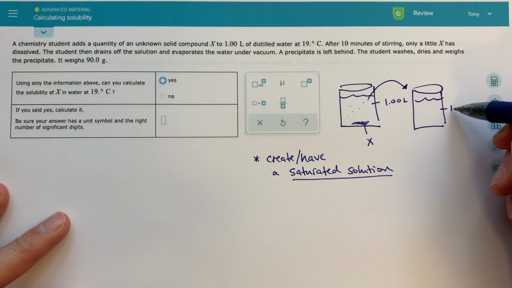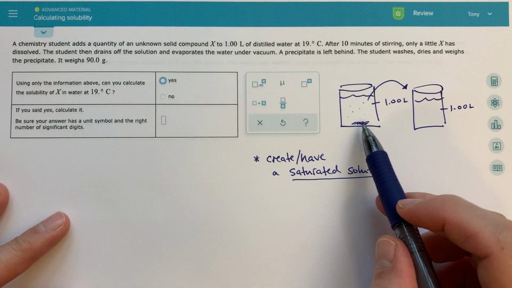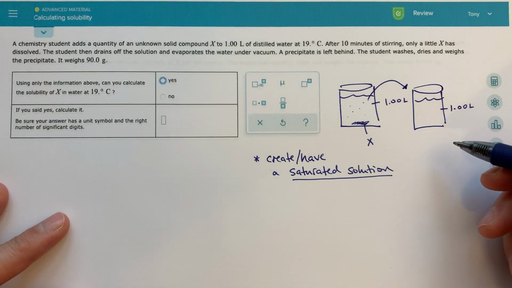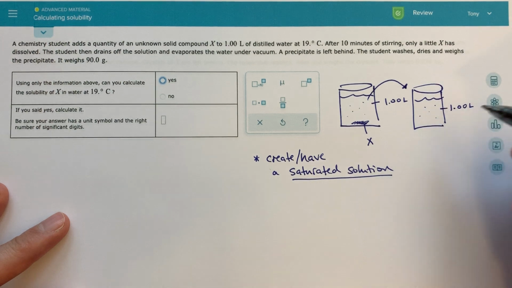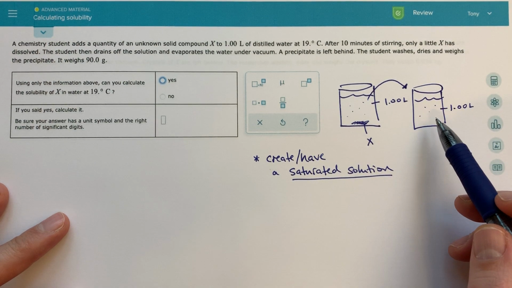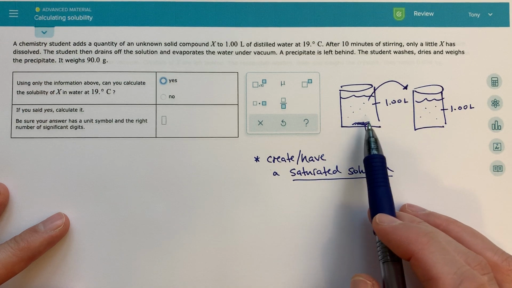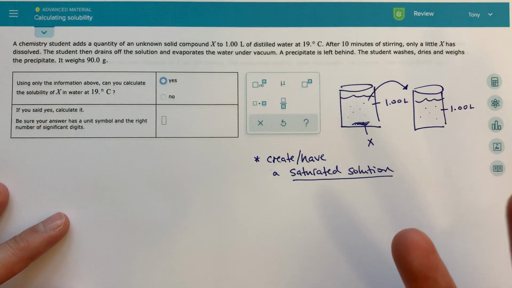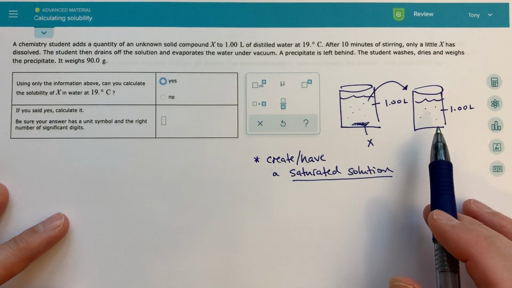So we've got, again, this 1.00 liters. And all the undissolved solid is left behind. So the question becomes, is this a saturated solution? I've got a little bit of this X dissolved. Is this a saturated solution? In this case, the answer is yes, because we have dissolved as much as we can. We know that more can't dissolve because some of this X was left behind. So it's a saturated solution.